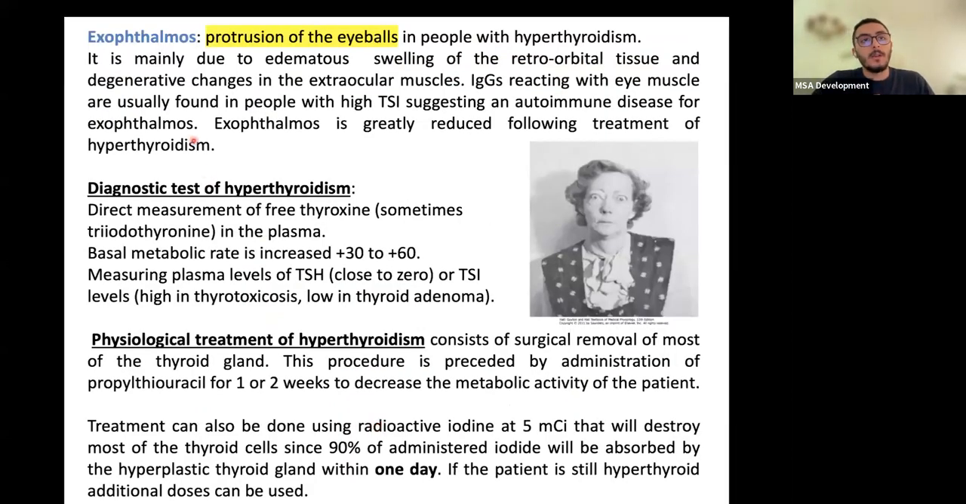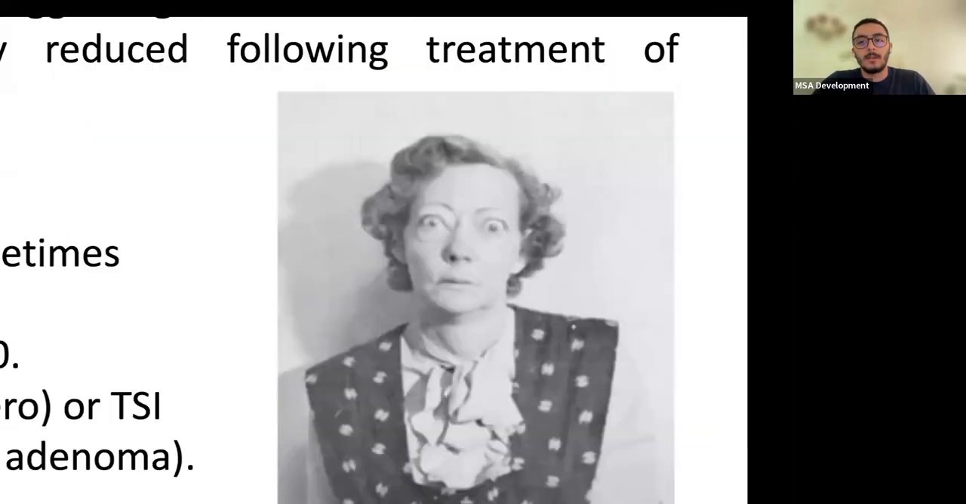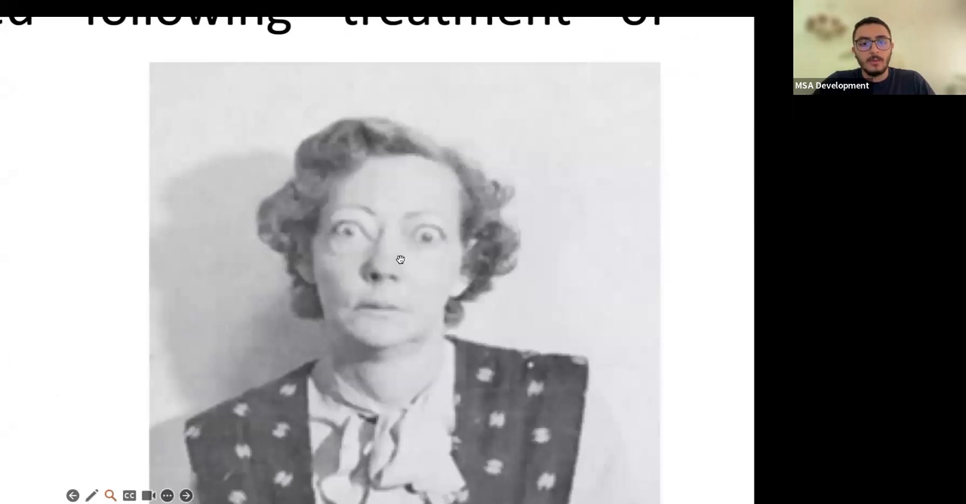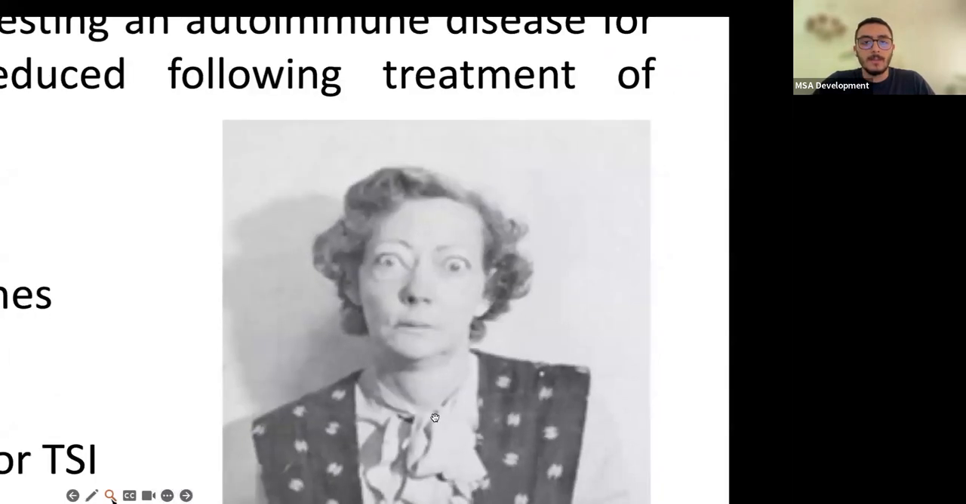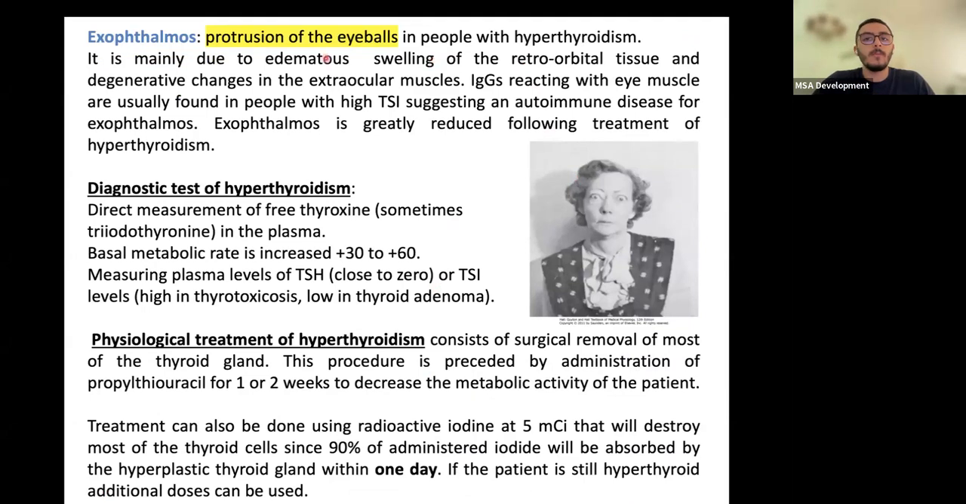Exophthalmos is another sign of hyperthyroidism. It is basically the protrusion of the eyeballs, as you can see here. Let me zoom in. Eyeballs protruded outside, eyelids going inside. This is basically called exophthalmos in people with hyperthyroidism. He's trying to say that exophthalmos is a main sign or symptom of Graves' disease, the autoimmune disease, because of the IgGs.